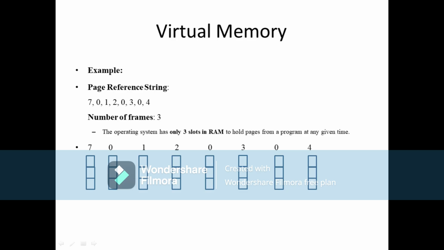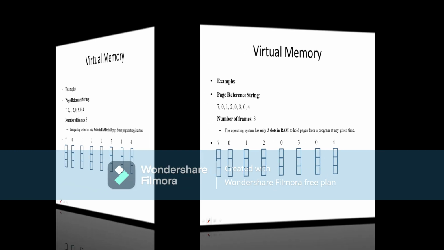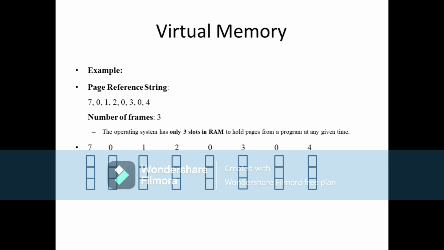Let's understand this with an example. Suppose there is a page reference string 701200304. That means the process needs the pages in this particular sequence. First it needs page 7, then 0, 1, 2, 0 again, 3, 0 again and 4.